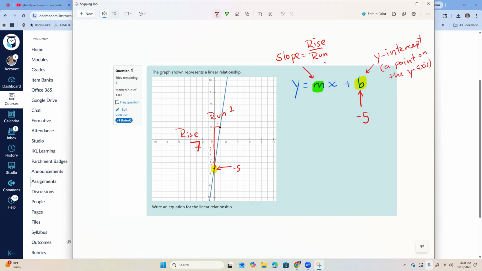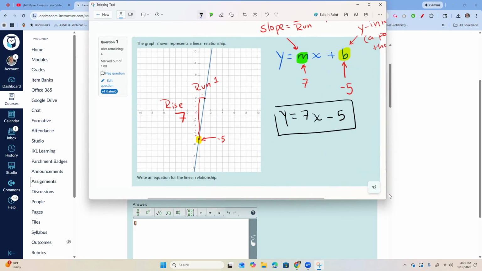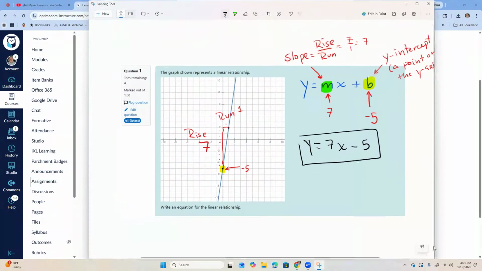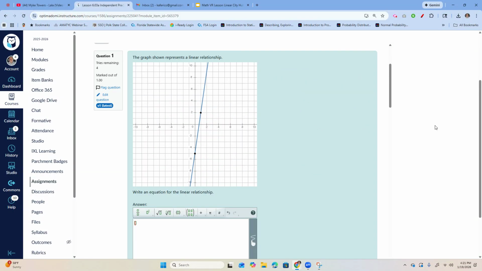So the slope is 7 over 1, which is the same thing as 7. 7 divided by 1 is 7. So I'm going to replace the m with 7. What will be my final answer, the equation that makes this line? y = 7x - 5. That's how we find the equation of this line. Okay, let's do the next problem. All these problems are done the same way.